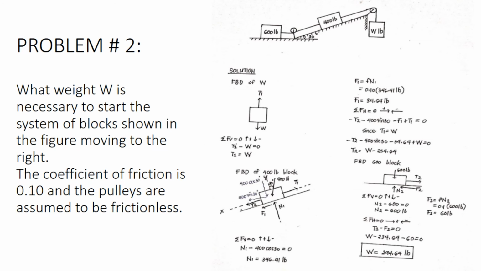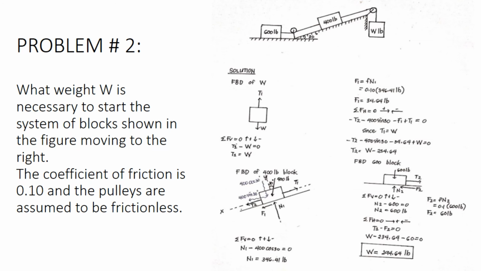So we now proceed to problem number 2. What weight is necessary to start the system of blocks shown in the figure moving to the right? The coefficient of friction is 0.10 and the pulleys are assumed to be frictionless. So we must always draw an FBD to analyze the problem, and we also need a separate FBD for each object present to derive some equations.